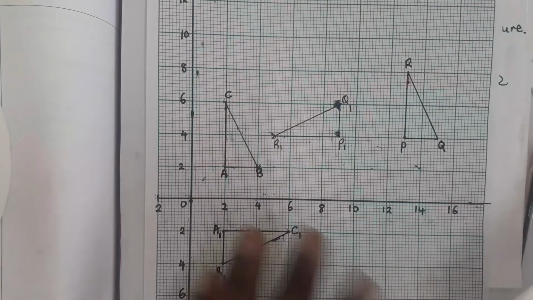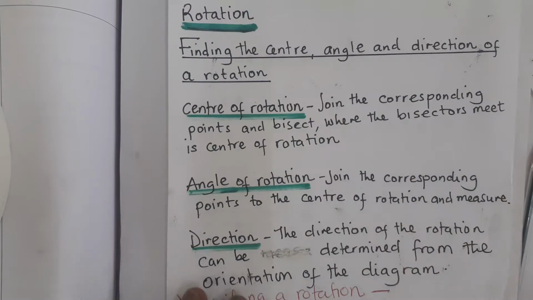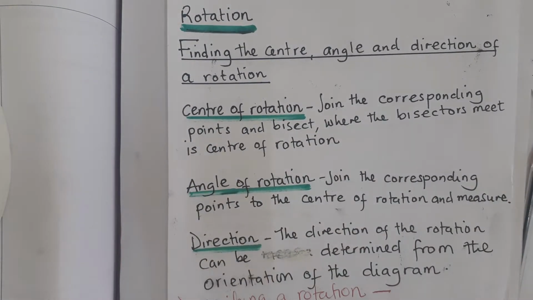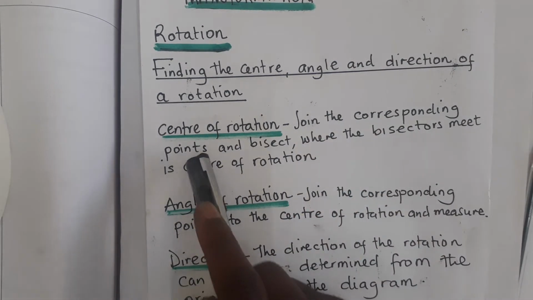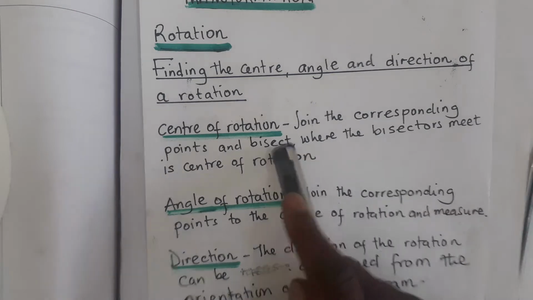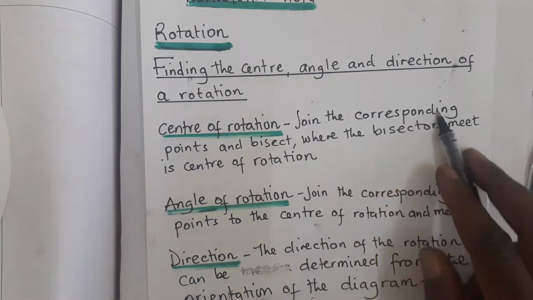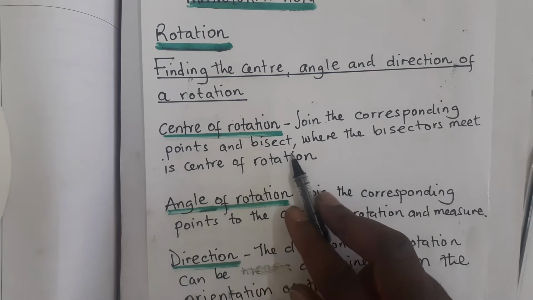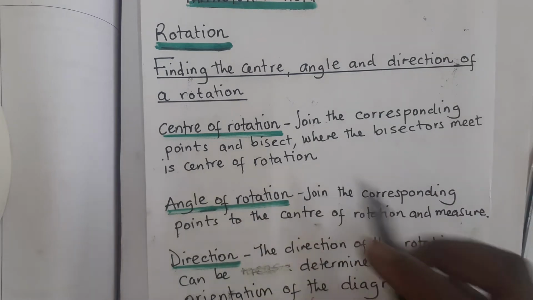All right, so we want to look at how we find the center, the angle, and the direction of rotation. First of all, how do we find the center of rotation? We need to join the corresponding points and bisect. And where the two bisectors meet, that is the center of rotation.